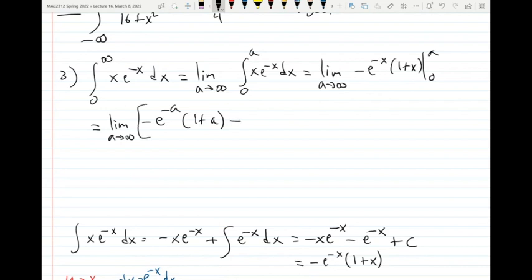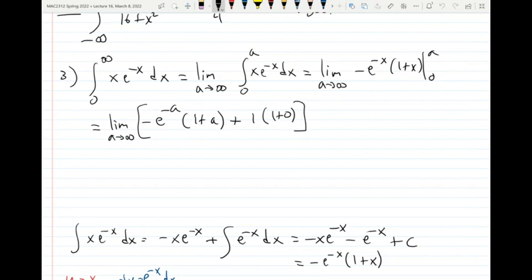minus, and then when we plug in 0, as a plus because of the minus, we're gonna get 1 times 1 plus 0. So we plug in a, so we get minus e to the negative a times 1 plus a. That will be minus when you plug in 0. But because of the minus, that becomes plus, and then that's 1 plus 0. Very good. Okay, so this piece here is 1, so that's not really a problem. The issue is with this one.